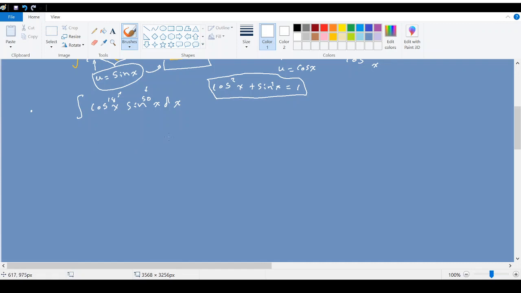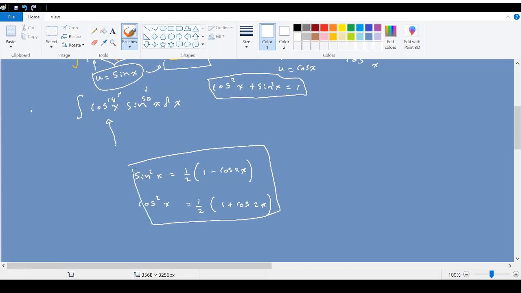With the double angle formula, we just have to substitute accordingly: sine squared x and cos squared x are given by this formula. Since these are even powers, we can rewrite it as cos squared to the power something and sine squared to the related power. And for this cos squared and sine squared term, you can use these two formulas, and then we can carry out the simplification.